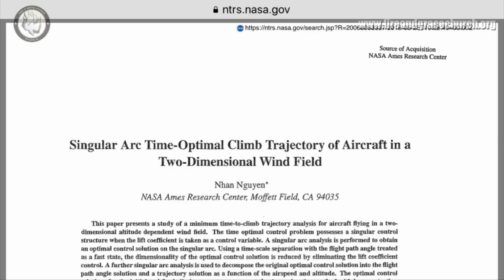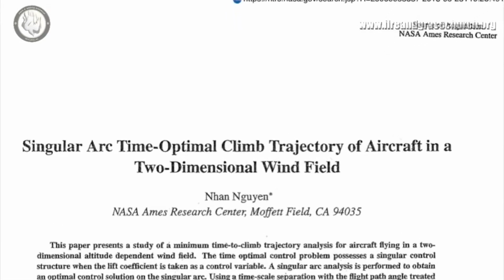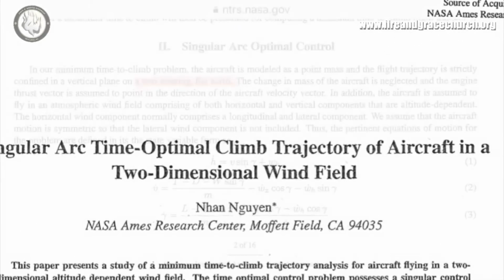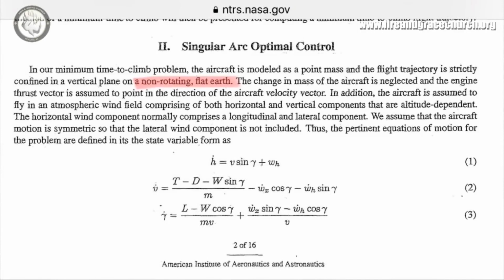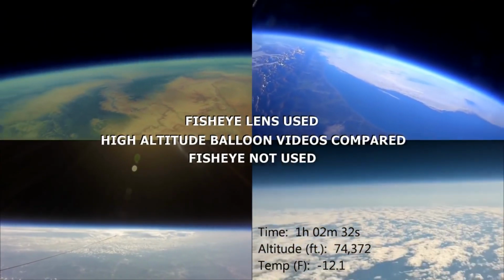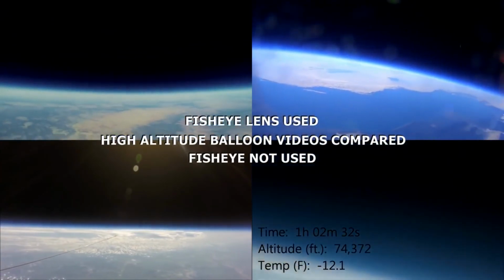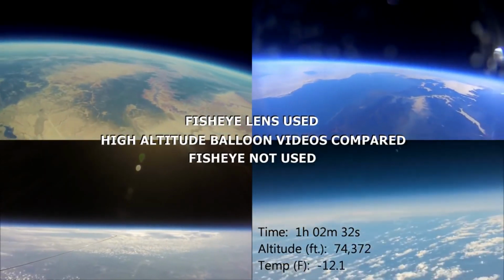Everybody said, I'm not a rocket scientist. Well, these are. All right. So this document goes on to say, in our minimum time to climb problem, the aircraft is modeled as a point mass and the flight trajectory is strictly confined in a vertical plane on a non-rotating flat Earth. Do you see that? Does everybody see that?